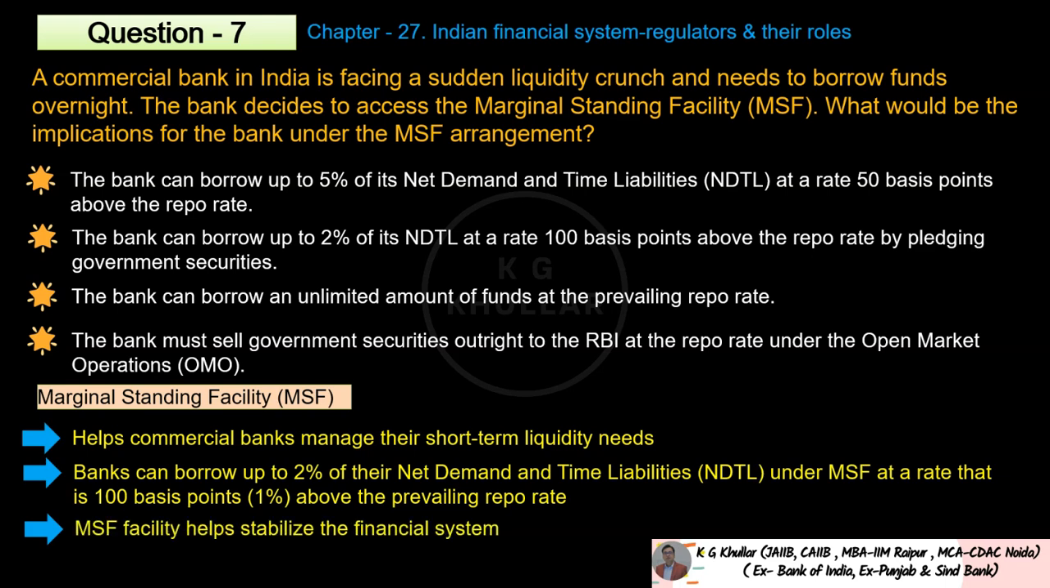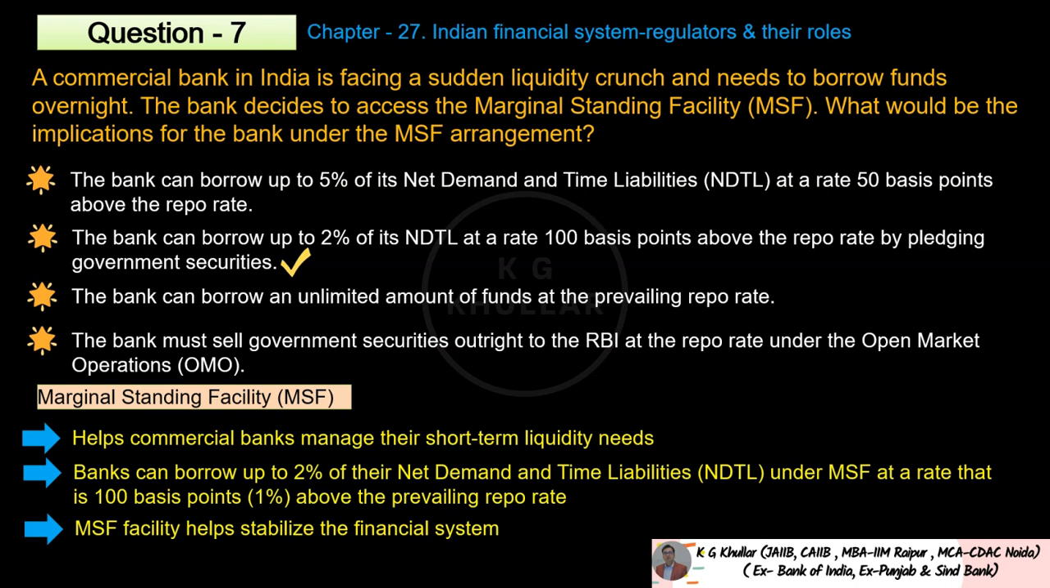So friends, MSF provides a safety net for banks, ensuring that they can maintain their statutory liquidity ratio, that is SLR, even when liquidity is tight. Not only this, the MSF facility also helps stabilize the financial system by preventing abrupt disruptions in the interbank market due to liquidity shortages. But please note, frequent reliance on MSF signals underlying financial stress in the banking system, which is why it is intended for emergency use rather than routine liquidity management. So friends, I hope with this explanation you can easily identify the correct option, that is option B.